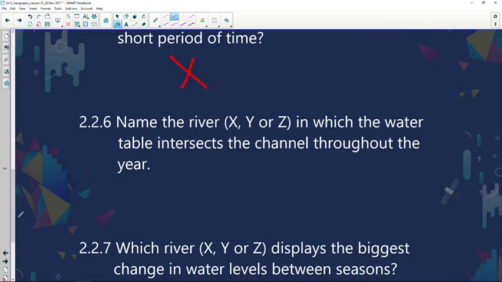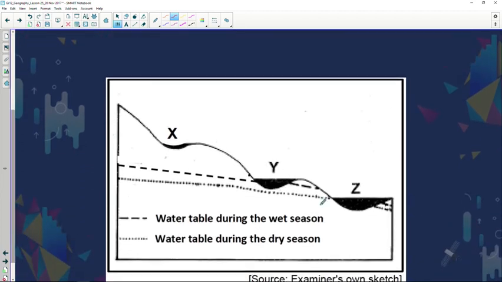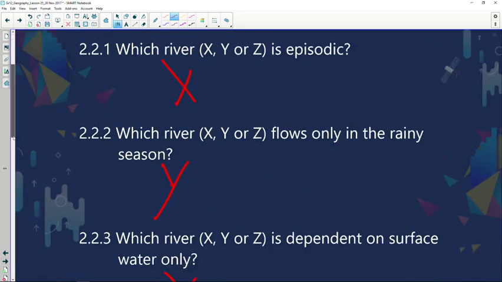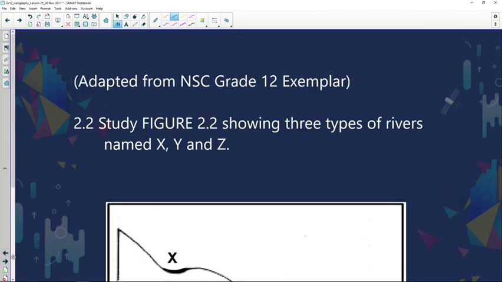2.2.6, name the river, X, Y, or Z, in which the water table intersects the channel throughout the year. The correct answer is Z, the permanent river. As you can see, even during dry season, the water table intersects the river bed, as indicated on the figure. And then our last question, 2.2.7, which river, X, Y, or Z, displays the biggest change in water levels between seasons? That will be river Y, because it experiences seasonal rainfall.